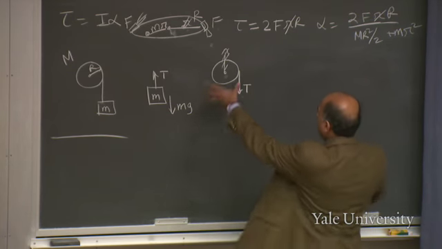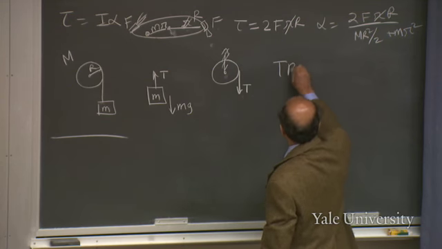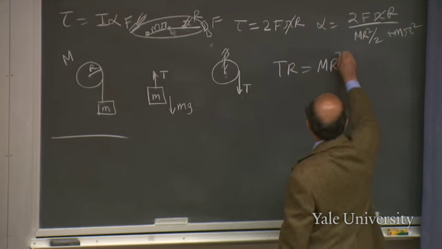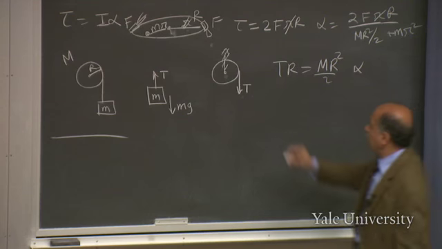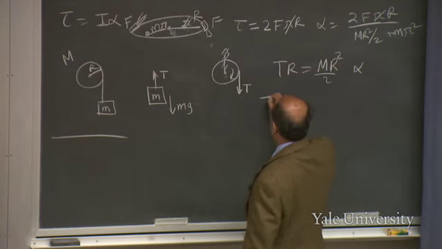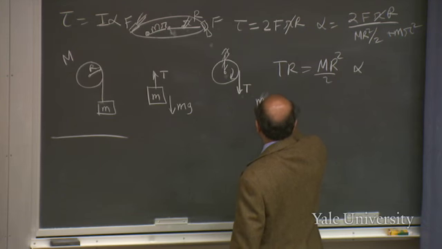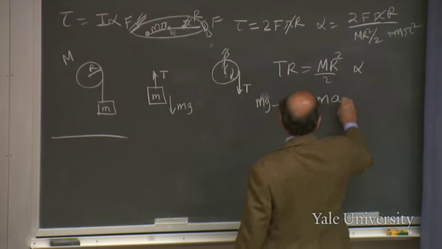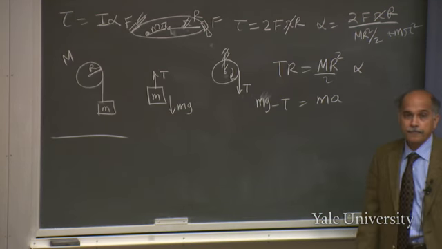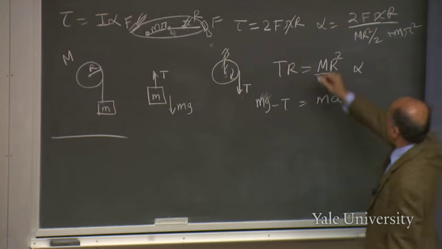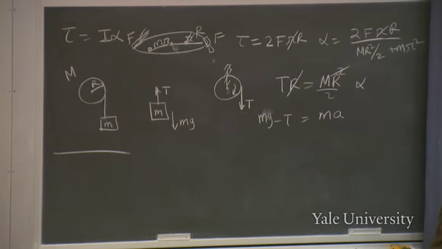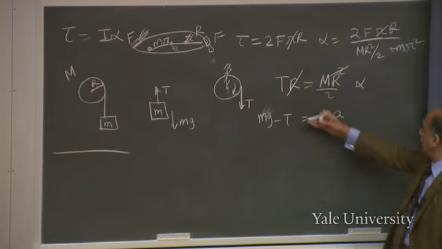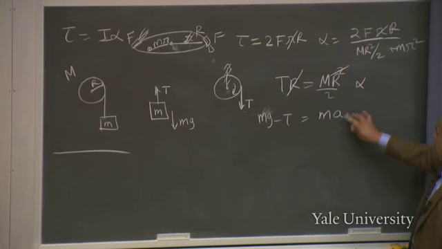This T is trying to rotate it this way, and I know that T times R is the torque, and that's going to be mr squared over 2 times alpha. But alpha is the angular acceleration of this guy. For the mass, it is mg minus T equals ma. So let's go and cancel one power of r here. But we seem to have three unknowns in this problem: the tension T, the acceleration A, and the angular acceleration alpha of the pulley.